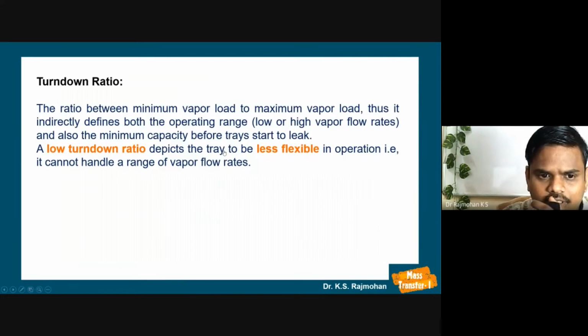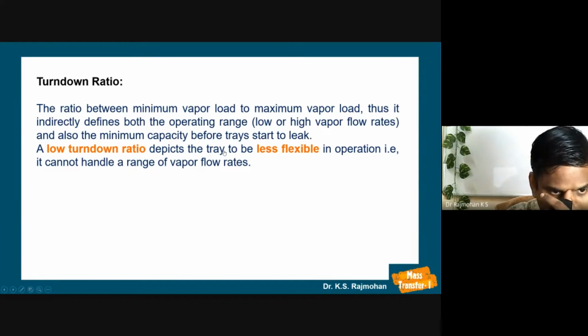We use the term turndown ratio. What is this? The ratio between the minimum vapor load and the maximum vapor load. As I said, maximum gas velocity, minimum gas velocity. This ratio is the turndown ratio. It provides us the range in which we can operate the system.